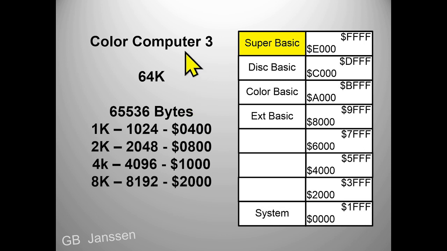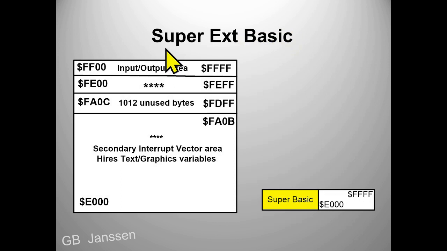All right. Now, you notice I changed the title up here. It doesn't say 1, 2, and 3 anymore. It just says 3 because that's where super basic is, up at E00 to FFF. And we'll take a look at that. Okay. It goes up to FA0B, and we have 1,012 bytes up there that is unused.